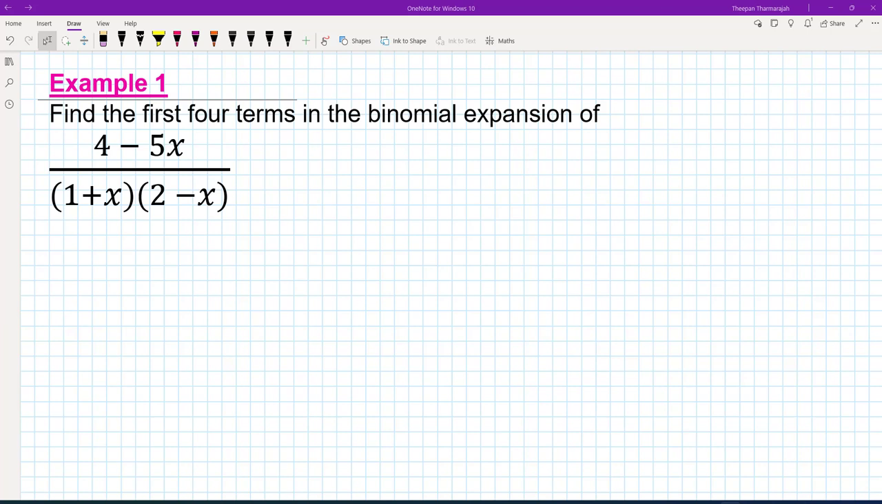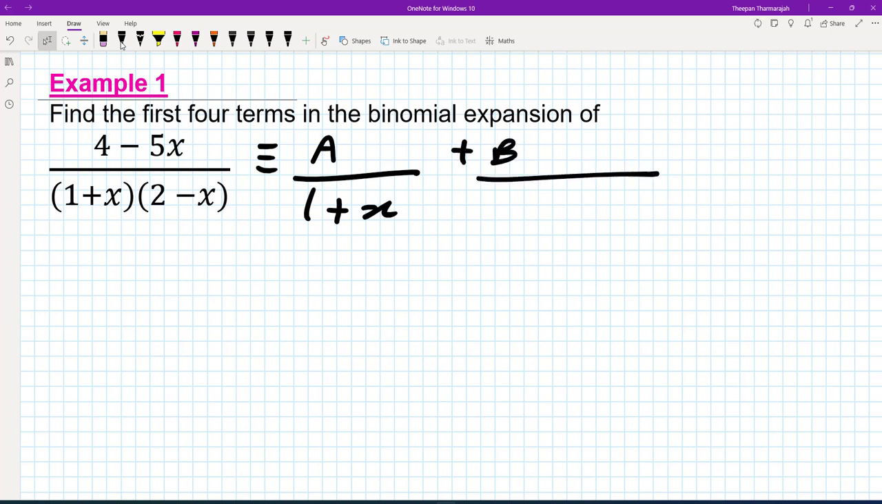In this video, we're going to look at the final part of the binomial expansion, which involves using partial fractions. So let's take this example here. The first thing we ought to do is to write this as what we would do in partial fractions. So we would do A over 1 plus x plus B over 2 minus x. Now, if you're not sure how to go about doing partial fractions, please watch my videos on partial fractions.